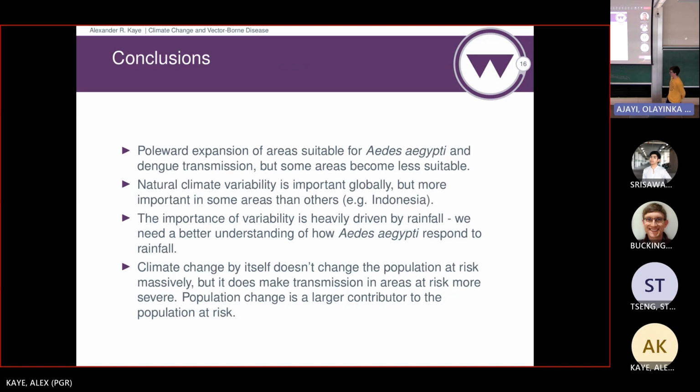And I managed to isolate the effect of population change from the effect of climate change. I found that population change is a larger contributor to the population at risk. And other people have found this as well. So this is interesting.